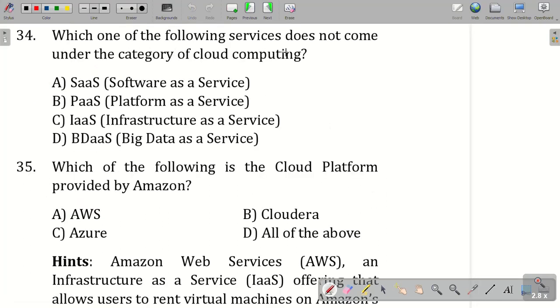Which of the following services does not come under the category of cloud computing? SaaS, software as a service. PaaS, platform as a service. IaaS, infrastructure as a service. BDaaS, big data as a service. SaaS, PaaS and IaaS are the services of cloud computing. So the wrong one, the correct option, is D.